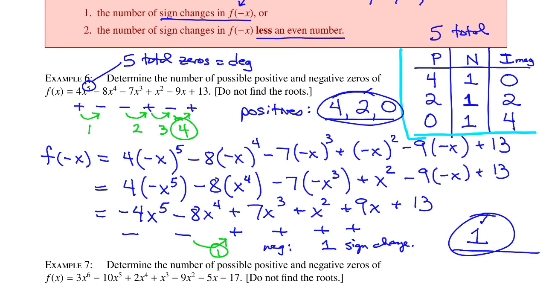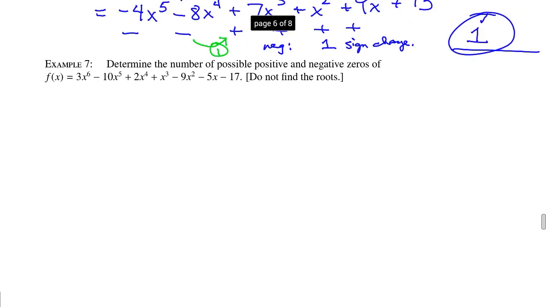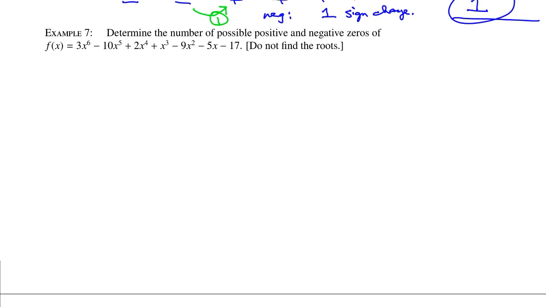Let's take a look at example 7. Determine the number of possible positive and negative zeros of f of x is equal to 3x to the 6th minus 10x to the 5th plus 2x to the 4th plus x cubed minus 9x squared minus 5x minus 17.